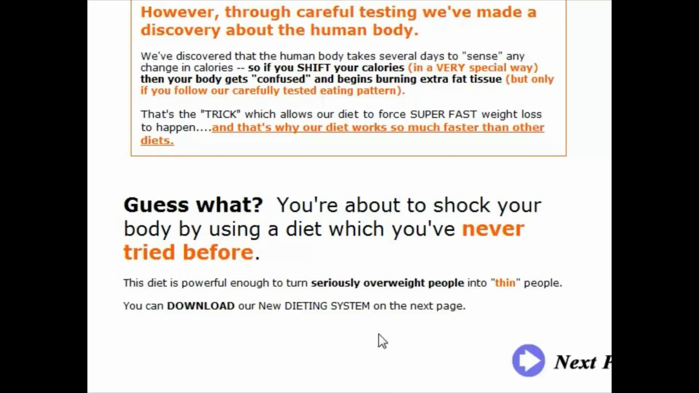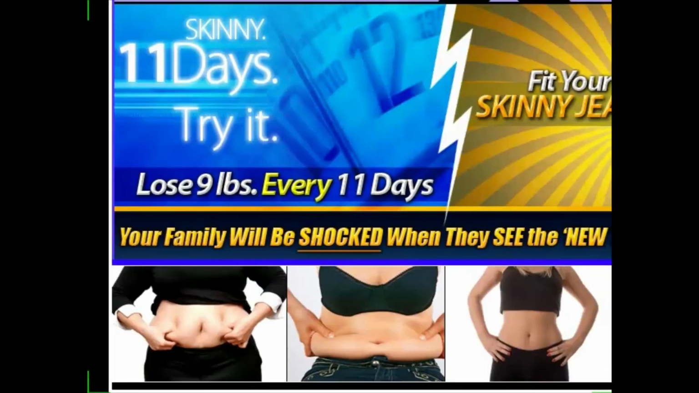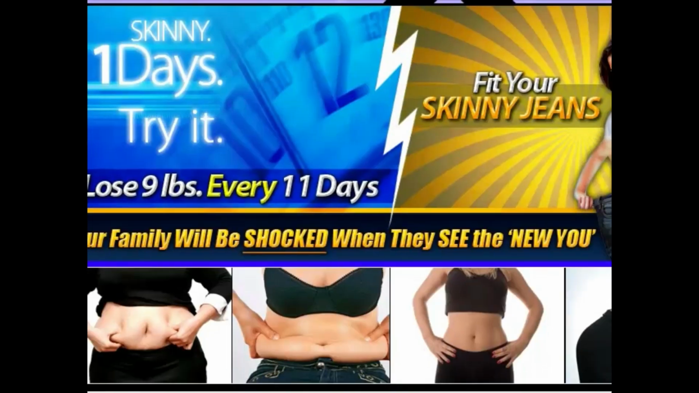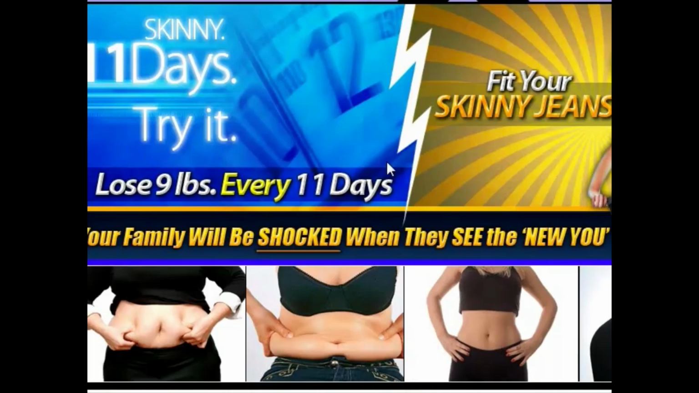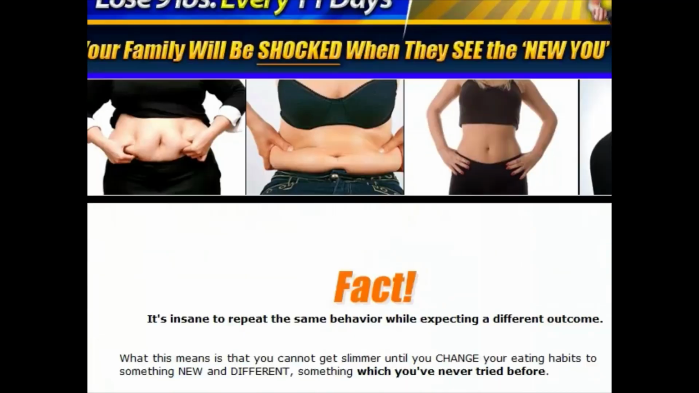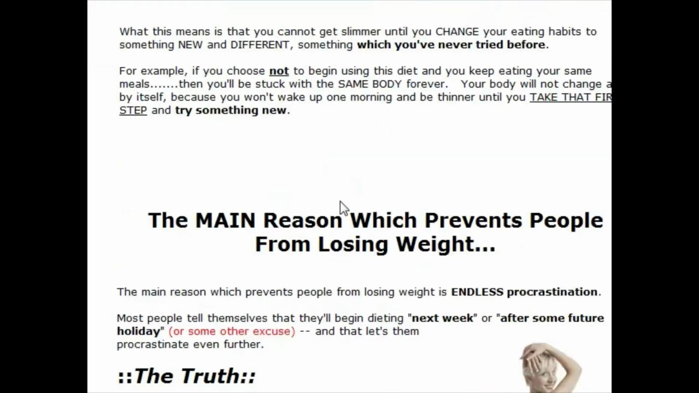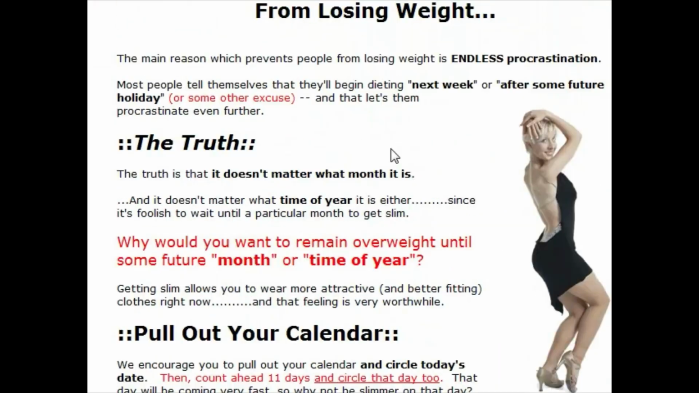So, and then it just said, if you looked at it, you can download our new dieting system on the next page. And they're like, oh, sweet. So they click through. And then, of course, more: get skinny, fit in your jeans, your family will be shocked, etc., etc. And once again, they just take you through more sales page.